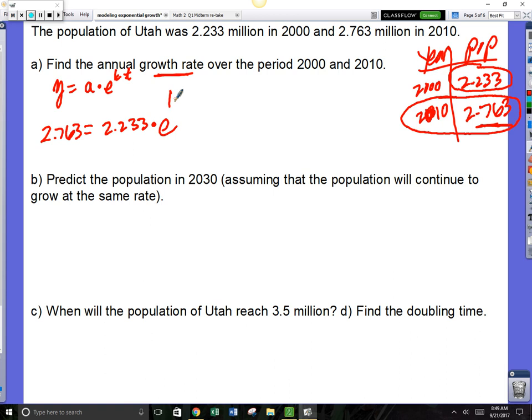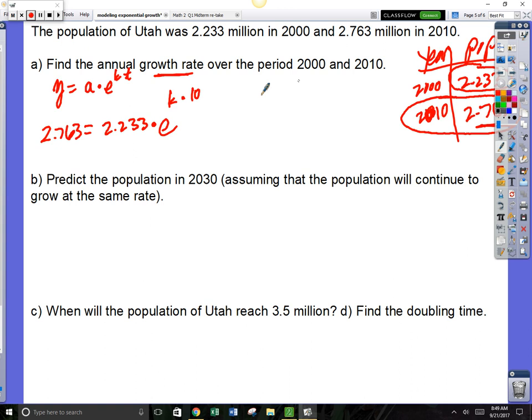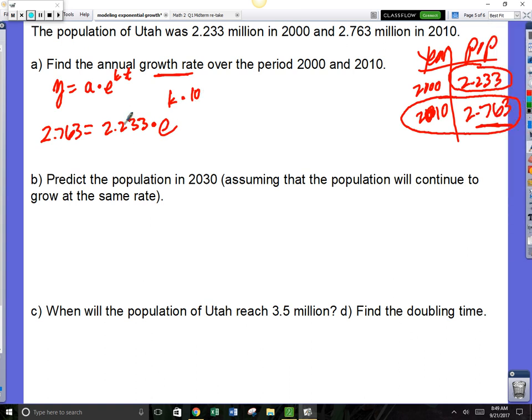Raise it to the k. I don't know the rate. I don't know how fast things are changing. But I do know that I went from 2.233 to 2.76 in a time period of 10 years. So if I plug in everything that I know, I can work backwards and solve for k. First thing we got to do, we're going to solve for k. I got to ditch the 10, I got to ditch the e, and I got to ditch the 2.233. So let's inverse the times. Let's undo the times. I'm going to divide this side by 2.233.